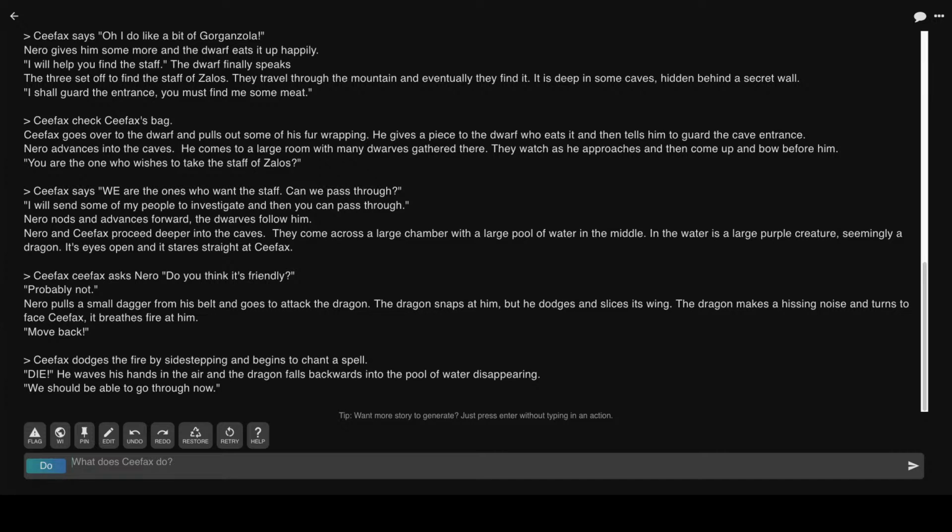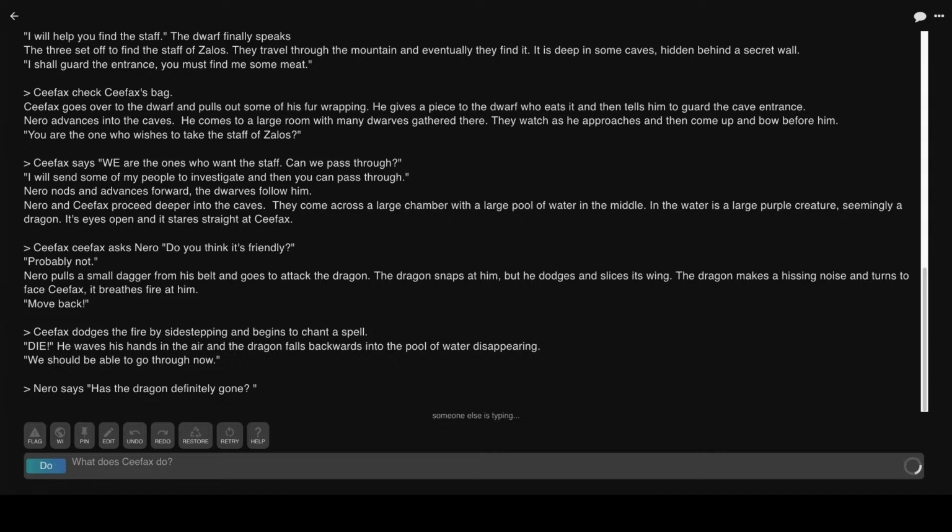Okay. So the dragon has clearly disappeared. Well, allegedly. Actually, instead of that, since it was Ceefax that attacked the dragon, I'm going to have Nero say something like, "Has the dragon definitely gone?" Since you might be slightly unsure about what Ceefax has just done. Let's see what the AI thinks.